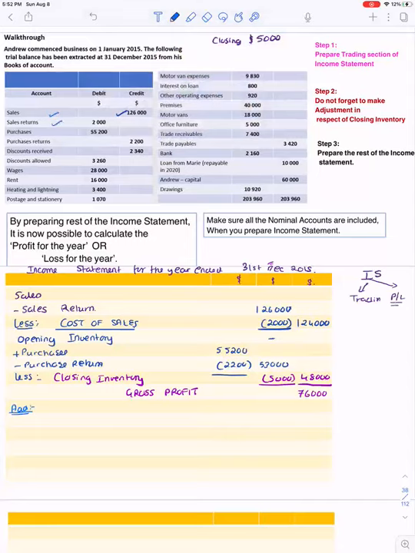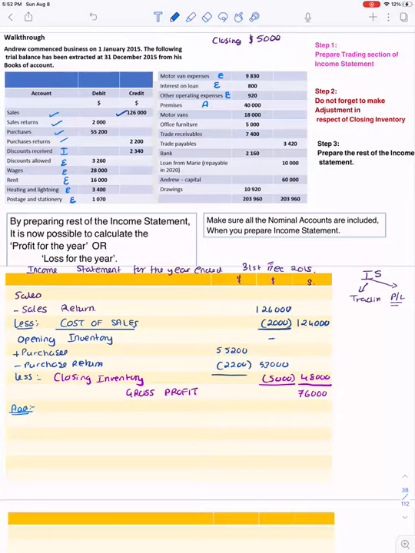We've already incorporated this in the trading section. Discount received is income, discount allowed is an expense, wages is an expense, rent is an expense, heating and lighting is an expense, postage and stationery is an expense, motor van expense is an expense, interest on loan would be an expense, other operating expense is an expense. Premises is your asset. Your assets would never be a part of your income statement. Your assets and liabilities would come in the balance sheet.